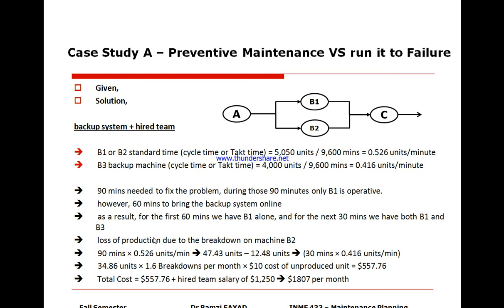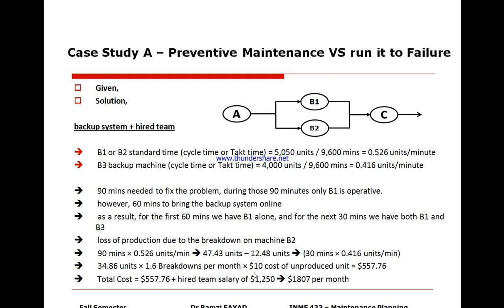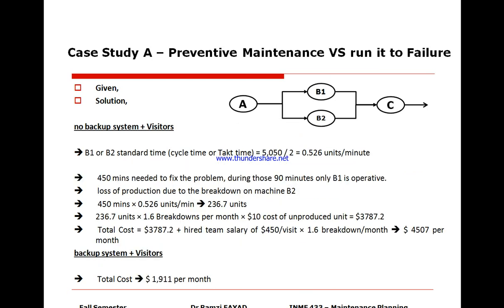Loss of opportunity, loss of production due to breakdown on machine B2. So 90 minutes times 0.526 minus 12.48, which is the 30 minutes while we put machine B3 online. So it's 34.86 times 57.76. This is the cost if we put the backup system online. In case we bring visitors and no backup system, it will require 450 minutes, 5 times that's 90 minutes, and the same applies, we do it 450.